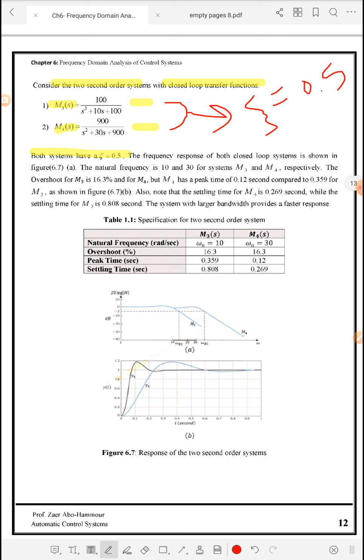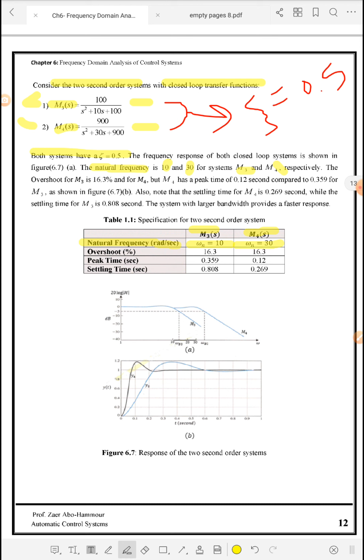The two systems differ in the natural frequency. So, for system 1, it's 10. For system 2, it's 30. Or for 3 and 4, what we mean here. This system and this system. So, it's obvious here, for natural frequency, for M3 and M4, this is 10 and this is 30, while zeta is the same.